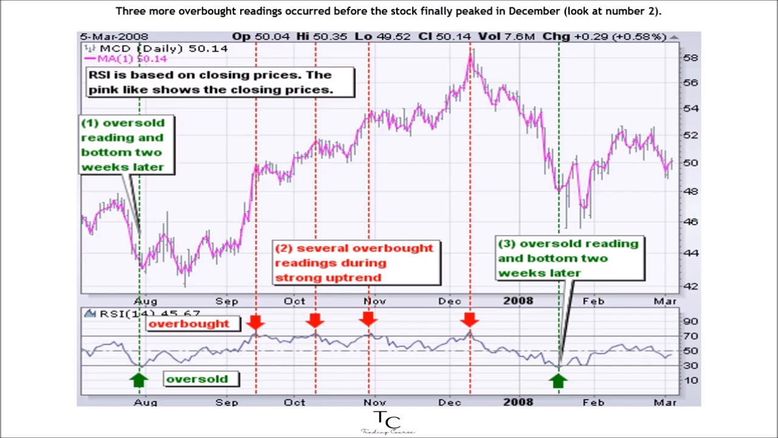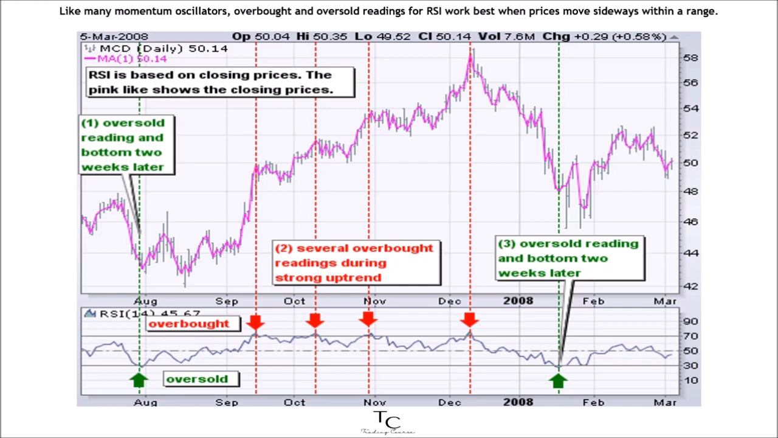Look at number 2. Momentum oscillators can become overbought, or oversold, and remain so in a strong up or down trend. The first 3 overbought readings foreshadowed consolidations. The fourth coincided with a significant peak. RSI then moved from overbought to oversold in January. The stock ultimately bottomed around 46 a few weeks later. Look at number 3. The final bottom did not coincide with the initial oversold reading.